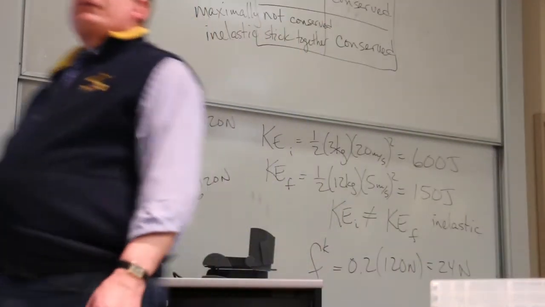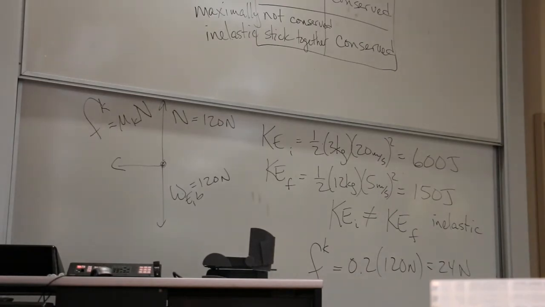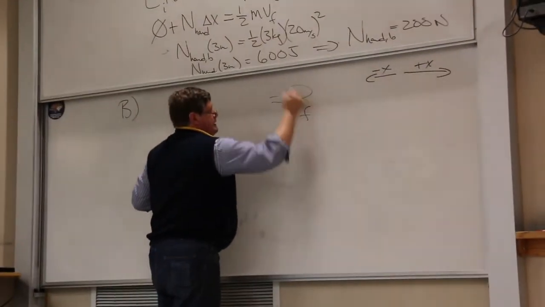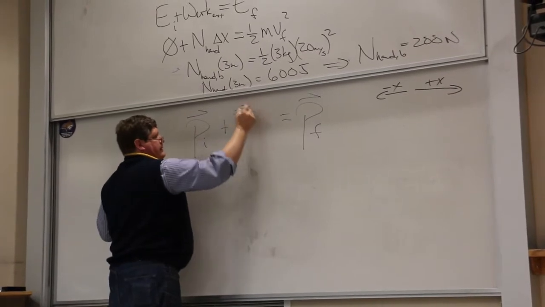Now, this next part asks, how many seconds does the block scrape across that rough section? If I'm interested in seconds, in time, what kind of problem? Momentum. It's not a collision anymore, it's a scraping. So I can't use momentum conservation. I have to use the general momentum equation, which is momentum initial is equal to momentum final, except when there's an impulse acting.